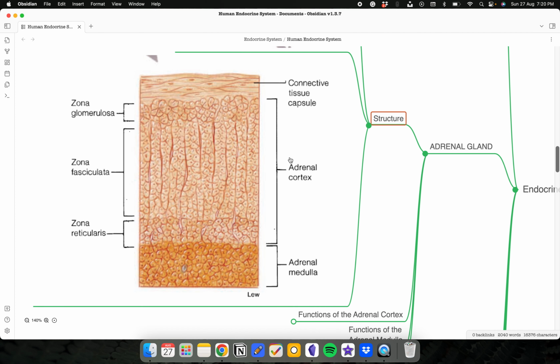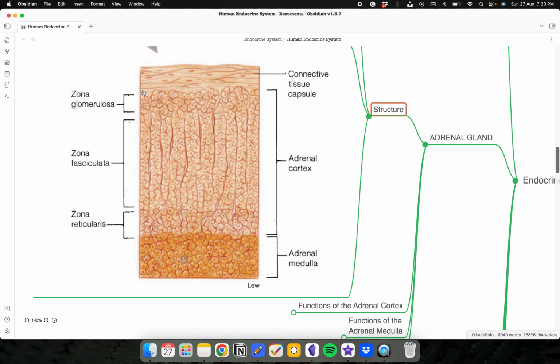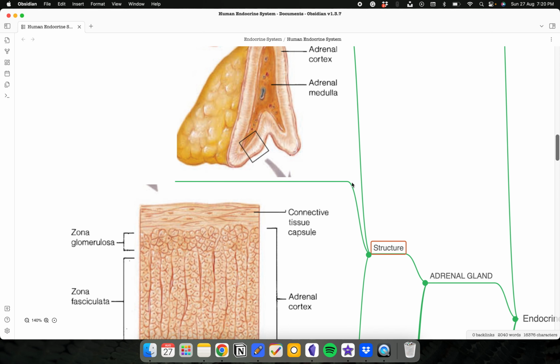Anyway, the adrenal cortex can again be divided into three zones. Remember, from the outer side towards the inside: at the outer side we have the zona glomerulosa, in the middle part is the zona fasciculata, and the inner part towards the adrenal medulla is the zona reticularis. So we have three zones in the adrenal cortex: zona glomerulosa, zona fasciculata, and zona reticularis. This is the overall structure.